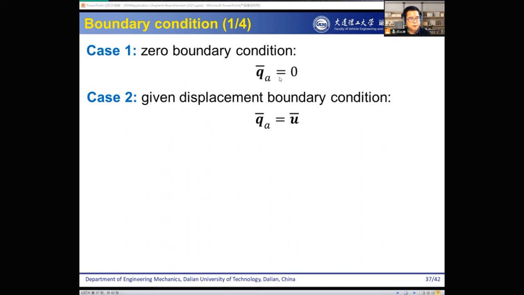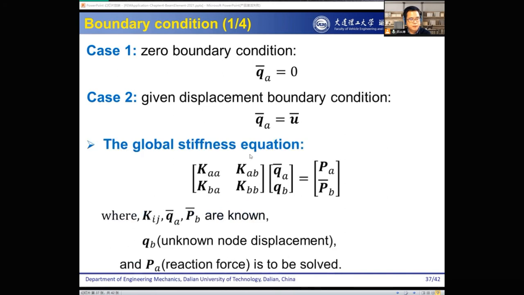The first is the 0 boundary condition, which means the displacement at a certain area or certain node is 0. And the second case is the given displacement boundary condition. So at a certain area or certain node we have the displacement of U bar. And then we have the global stiffness equation like this, with Kij. QA and PB are known, and QB and PA are unknown, to be solved.